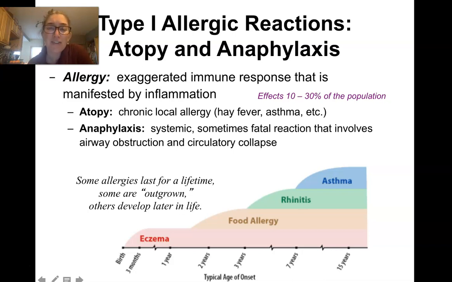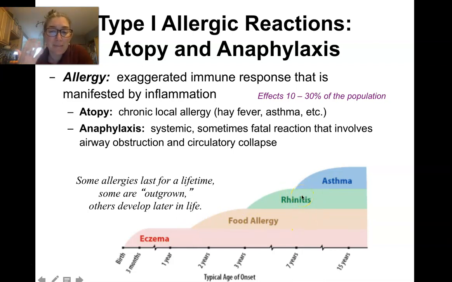Type 1 allergic reactions are very common. 10 to 30% of the population experience them in some form or fashion. And they can develop at different ages. There are some that can develop very early on. Eczema, an inflammatory skin reaction, can start even as soon as newborns. When infants start eating foods, getting introduced to real foods, they can develop or start showing food allergies.